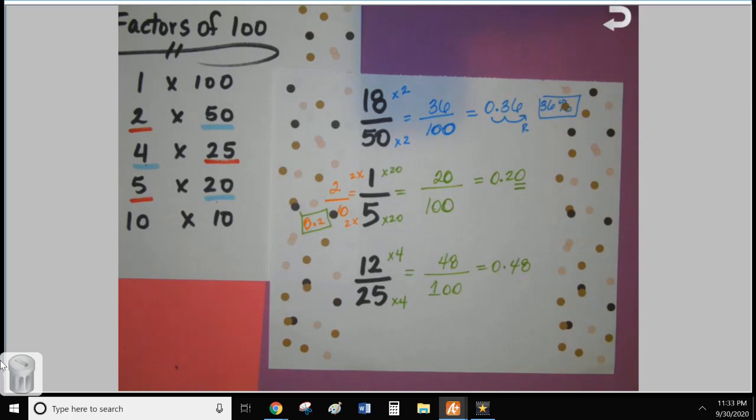Guys, how easy is this, right? So easy. Remember, anytime you have 2, 50, 4, 25, 5, or 20, you can easily make this into a fraction out of 100. And then from there, you can make your decimal because we know decimal place value. So easy. I hope that you guys are getting this. And now it's your turn.